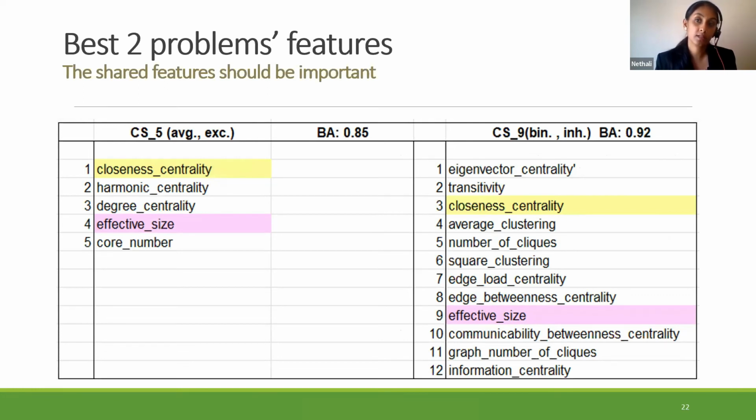And then actually going back to the main features, what we've been looking at, what are the features that are very important? We're still working on that, right? So in here, I've taken the best two problems, the first and the second problem that I showed you, the winners, which is CS5 and CS9. CS9 had a balanced accuracy of 0.92 and CS5 had a balanced accuracy of 0.85. We're still at the stage where we're comparing these features to see which ones are more important. In both of these, we see closeness centrality and effective size coming up. So definitely, these two features seem to be important.